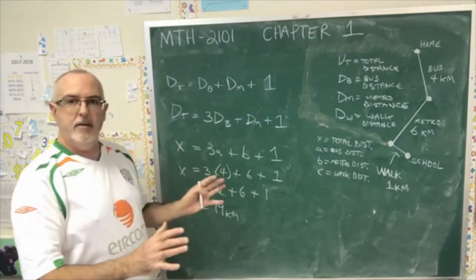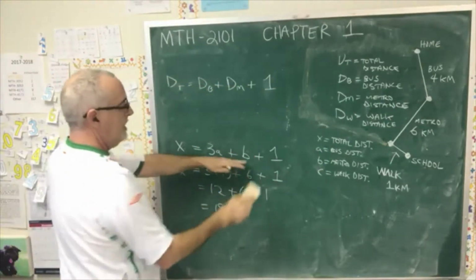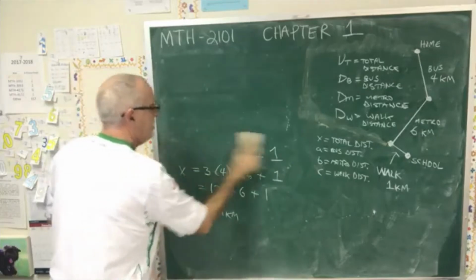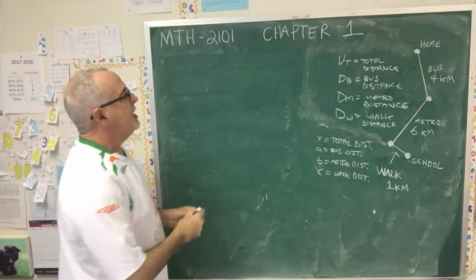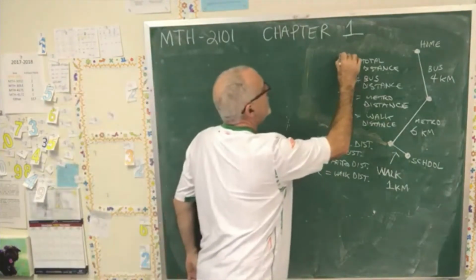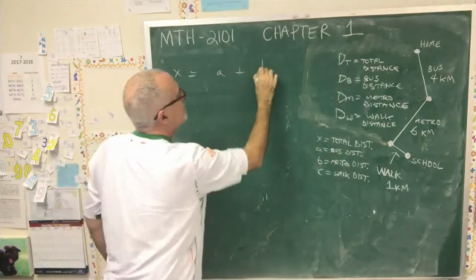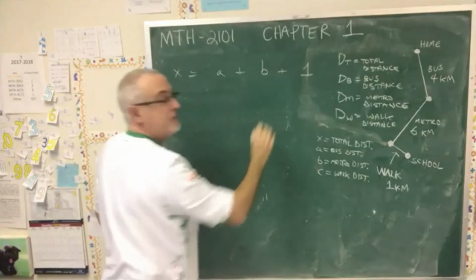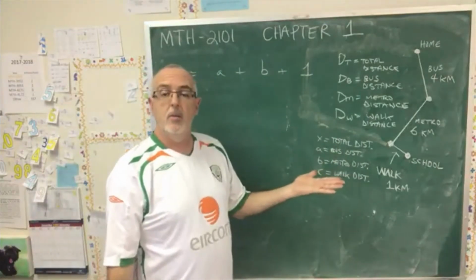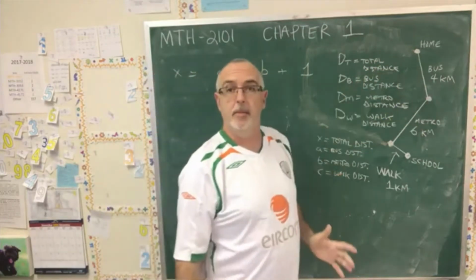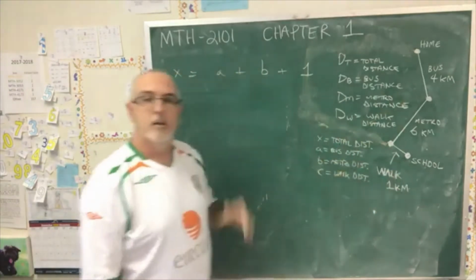Let's try another scenario though. How about, and I'll keep the ABC approach here, how about we triple all the distances? The distance total is our x. X is equal to a plus b plus 1. But let's say, I don't know, I'm really early and I want to kill some time, and I ride the bus 3 times on purpose, and then I ride the metro 3 times on purpose, and then I walk 3 kilometers instead of 1 kilometer.